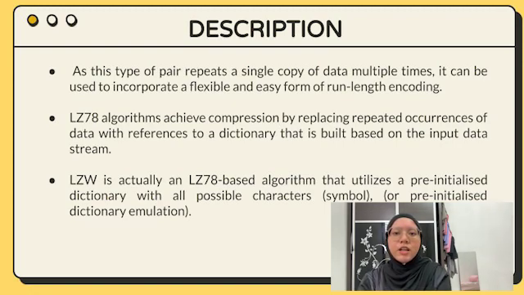LZW is actually an LZ78 based algorithm that utilizes a pre-initialized dictionary with all possible character symbols. The vital improvement of LZW is in the case where a match is not found. The present input stream character is taken as the first character for the existing string, given the dictionary is already initialized with all possible characters, making the last matching as output, which may be the pre-initialized dictionary index corresponding to the previous or the initial input character.